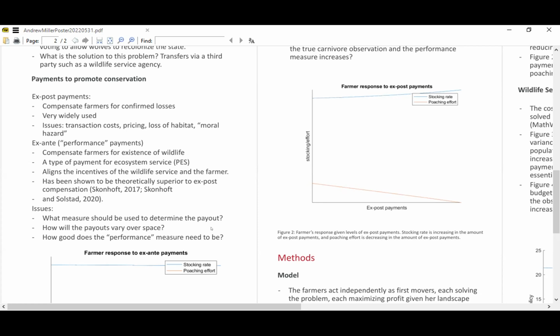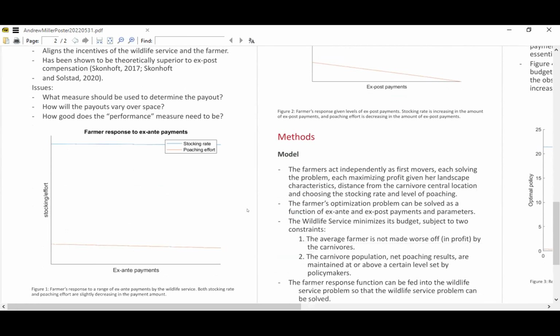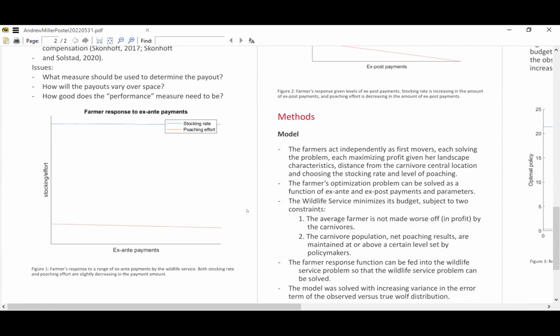And theoretically, this is superior to ex post compensation in a relatively simple model, with one livestock producer and one wildlife agency. However, there are still some issues with this type of payout. One is, how should you determine what the payouts are? It's actually, in some cases, quite difficult to monitor these carnivores. So you have to use some sort of imperfect measure, like counts of their den sites where they raise their young, or monitoring scat or other methods like that to try to measure how many of these carnivores are there.